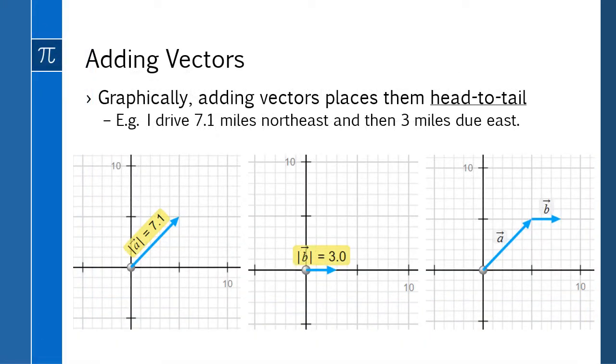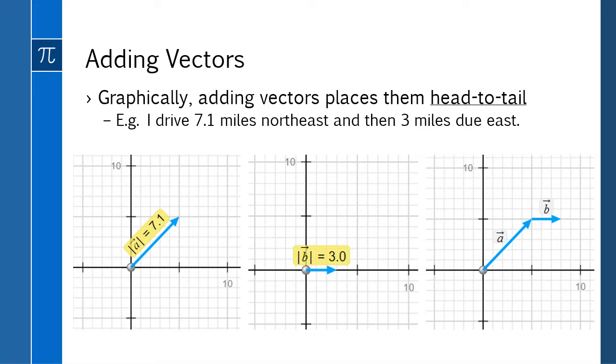So graphically speaking, adding vectors places them head to tail. So if you have two different vectors, two different arrows, if you put them head to tail with one another, you will get the sum vector. So for instance, if you drive 7.1 miles northeast and then 3 miles due east, where would you end up?